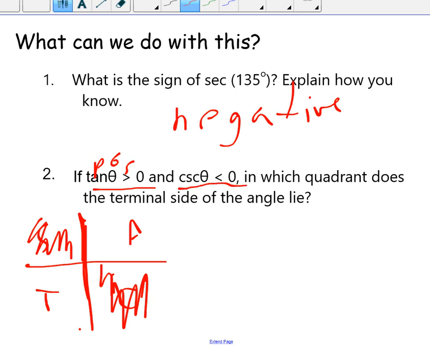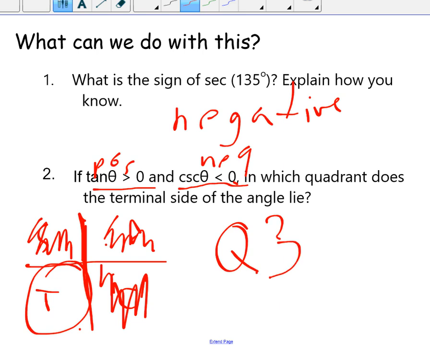And then we're told that cosecant of theta is less than 0. So the cosecant is negative. And the reciprocal of cosecant is sine. So I know my sine is negative for this angle. So if we go into quadrant 1, all trig functions are positive, so cosecant is not negative. That one's out. But in quadrant 3, tangent is positive, sine and cosine are negative, which means that their reciprocals are also negative. So we know that our angle, whatever it is, must be in quadrant 3. That's our answer.